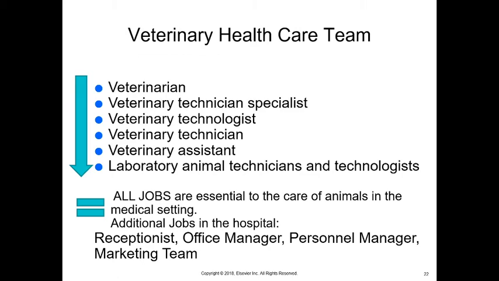This is not a hierarchy per se, except in terms of the education needed in order to practice within this profession at these levels. The veterinarian receives the most education, then the veterinary technician specialist, then the veterinary technologist, then the veterinary technician, then finally the veterinary assistant.